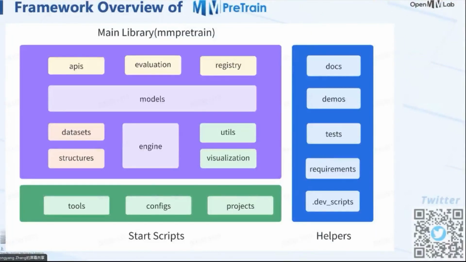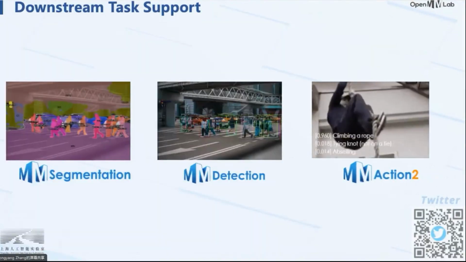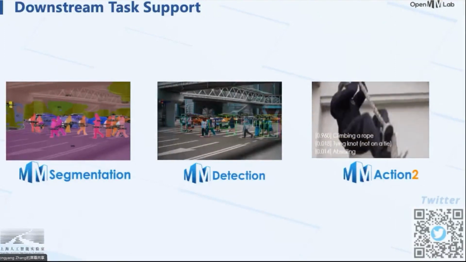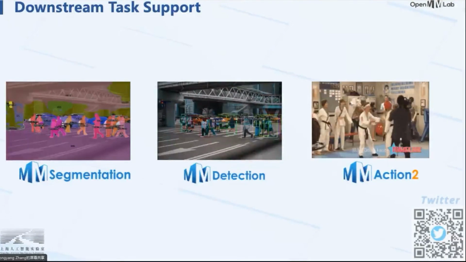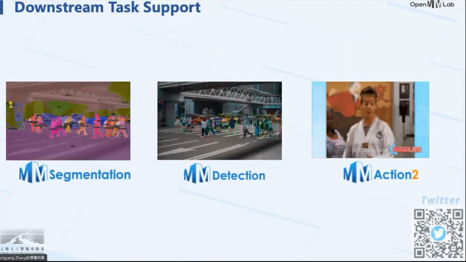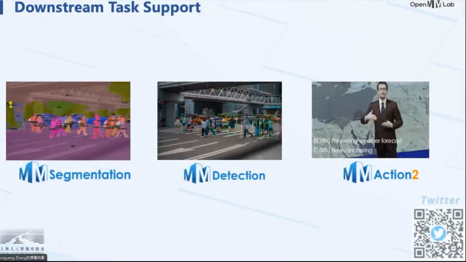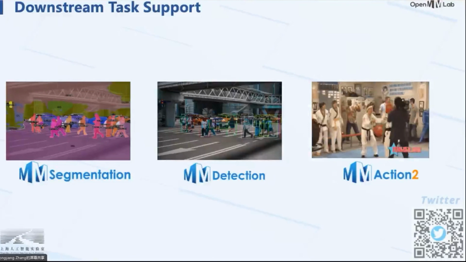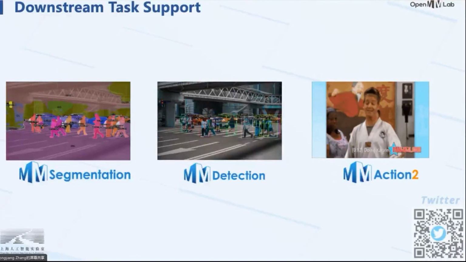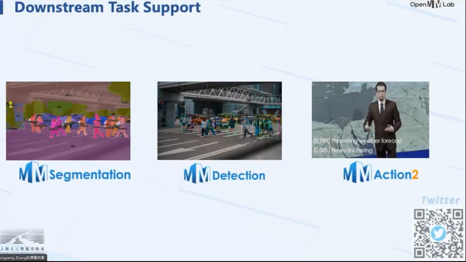The framework overview of MMPreTrain is illustrated here, and we have the main library, MMPreTrain, and some start scripts and helper functions. Benefiting from the universal framework design, the backbones trained and supported in MMPreTrain can be adopted by different OpenMMLab open source projects like MMSegmentation and MMDetection. You can easily choose your favorite backbones for different tasks.